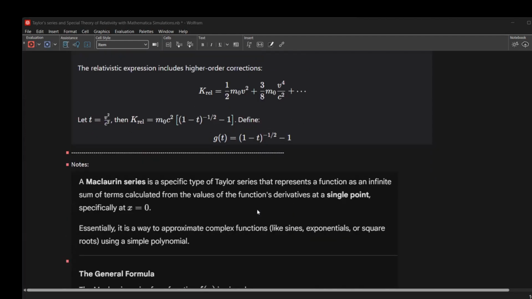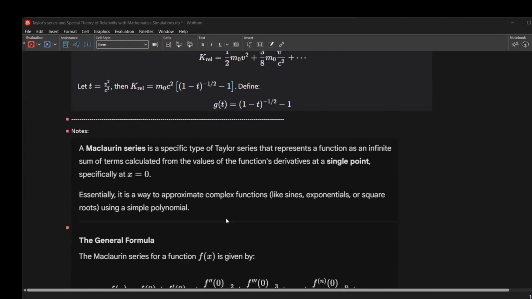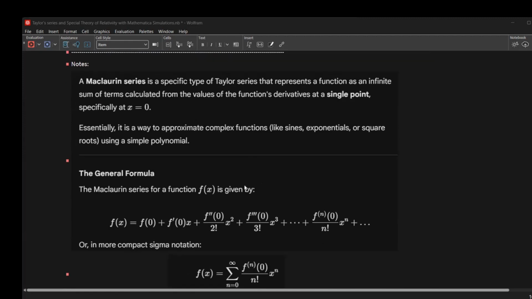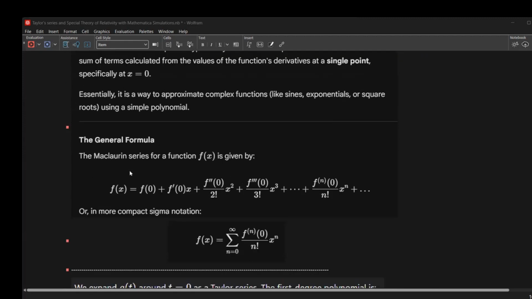Now, we are going to use the Maclaurin series here at t equals 0. A Maclaurin series is a specific type of Taylor series that represents a function as an infinite sum of terms calculated from the values of the function's derivatives at a single point, specifically at 0. Essentially, it is a way to approximate a complex function like sine, exponential, or square roots using a simple polynomial. So we have the general formula here.